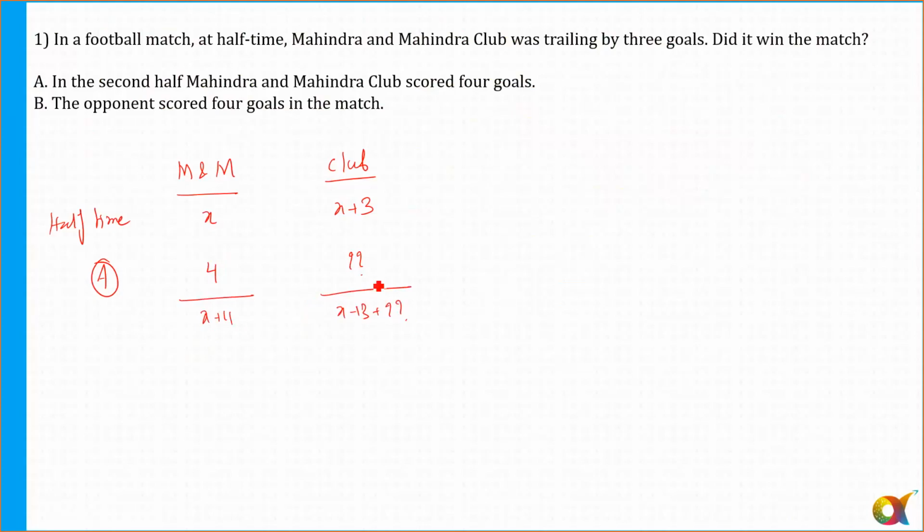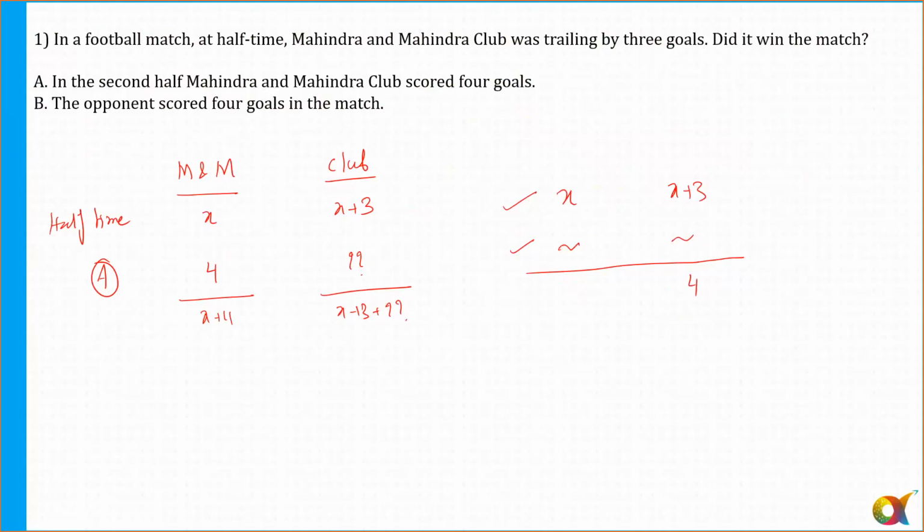Now, statement B says the opponent scored 4 goals in the match. So we know Mahindra and Mahindra scored X plus 3 in the first half. In the second half, we have no idea how many goals are scored. But statement B alone says the total number of goals scored by the opponent is equal to 4. But what is the number of goals scored by Mahindra and Mahindra? Any idea in this case?